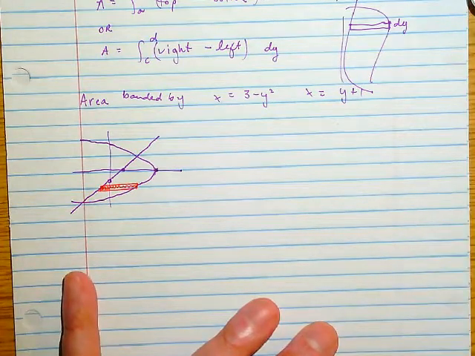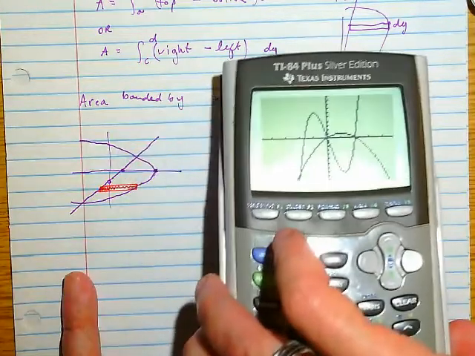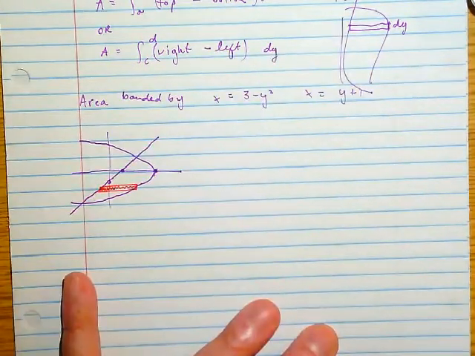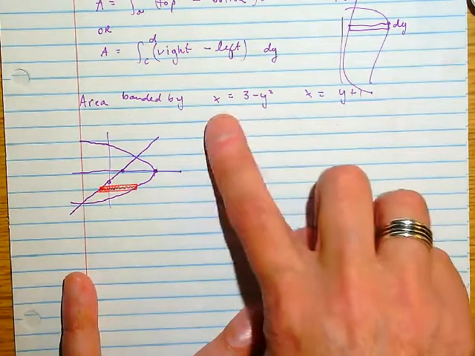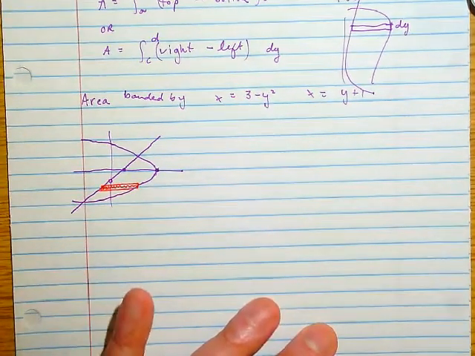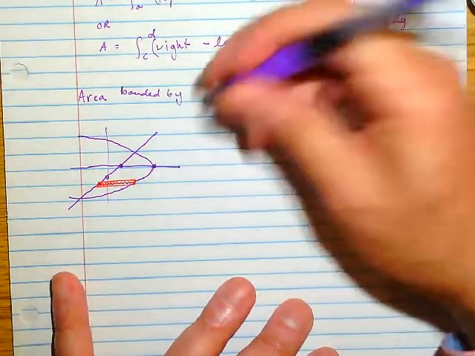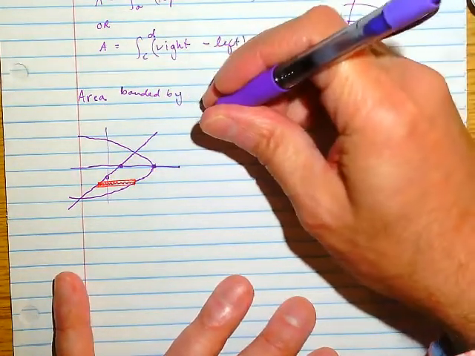Well, this time our calculator probably is not going to be that much use, right? Because I don't have an x equals button, and I'm not going to worry about trying to flip, so let's just go ahead and do this by hand. Our first thing we want to do is figure out where they intersect.